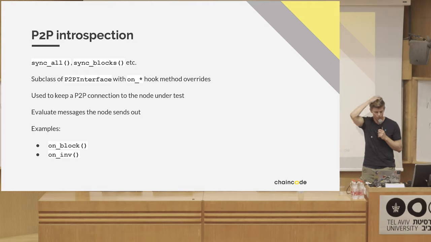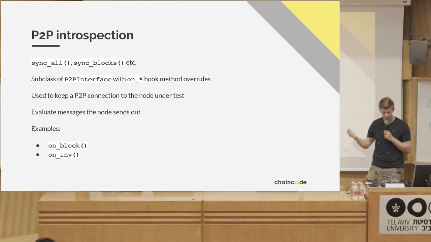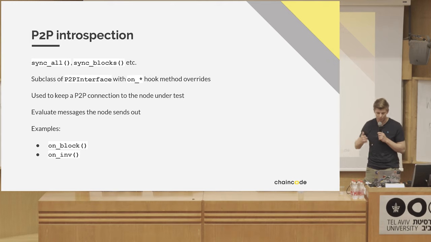Another thing that you're going to need frequently is P2P introspection. Oftentimes you will have a node where you are testing something, but you want to make sure that first of all the network has synced up to that node, or your node has to sync up to the network, or just the block has been sent or stuff like that. For that there are a couple of ways to do this. Very often you will see sync all or sync blocks, which are basically functions that wait for you until everything is synced up, and they're going to fail a test if they don't.